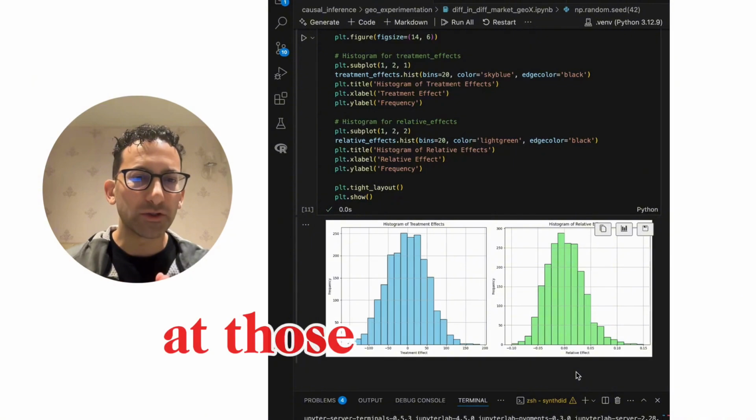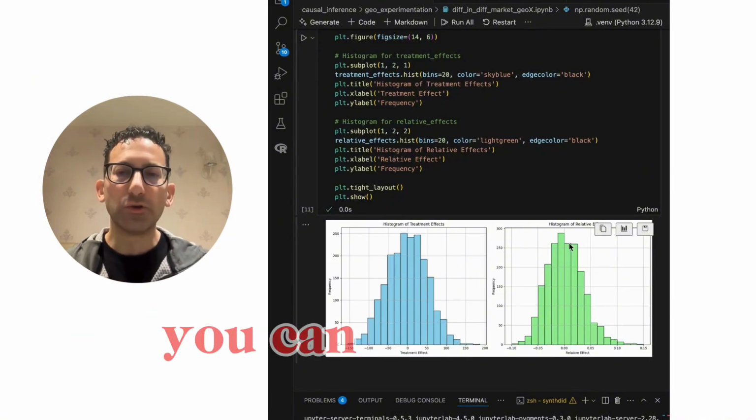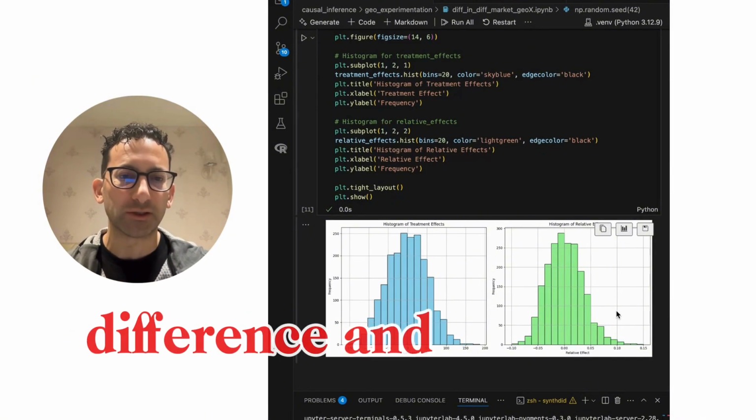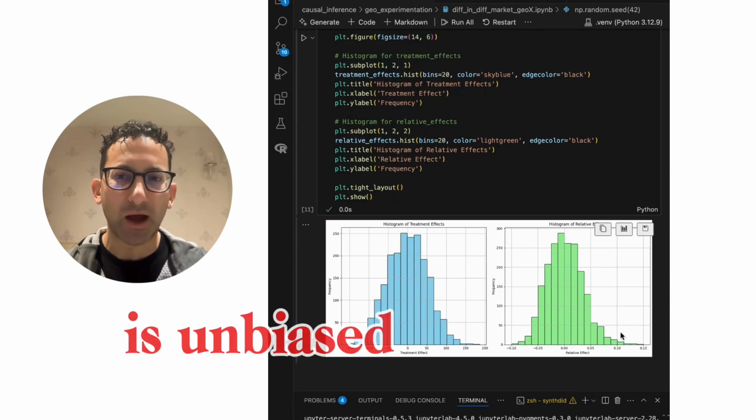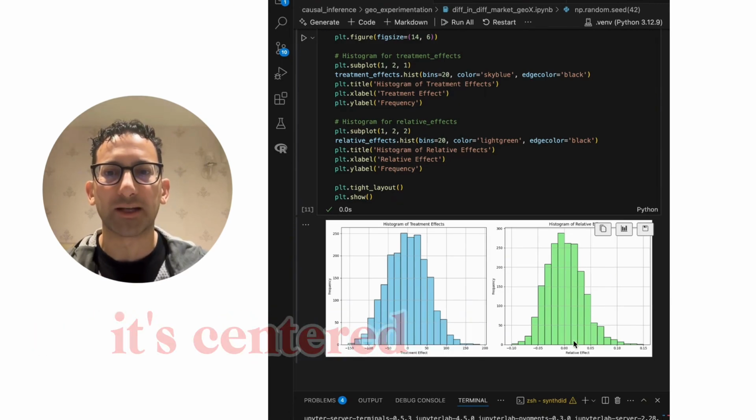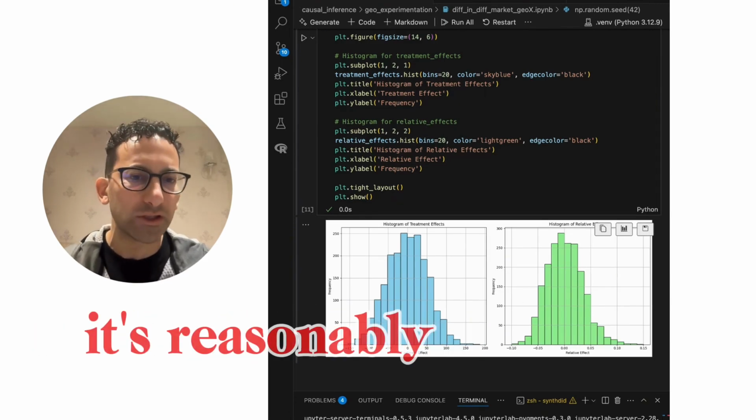And if you look at those 2,000 iterations, you can see that the distribution of these difference in differences results is unbiased, right? It's an unbiased estimator. It's centered around zero, and it's reasonably tightly packed.